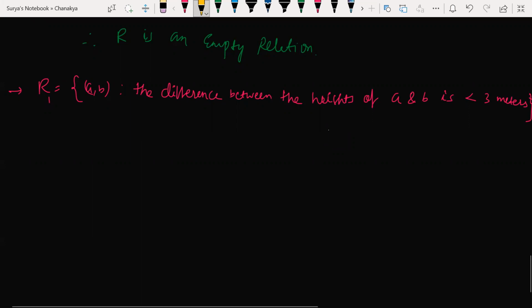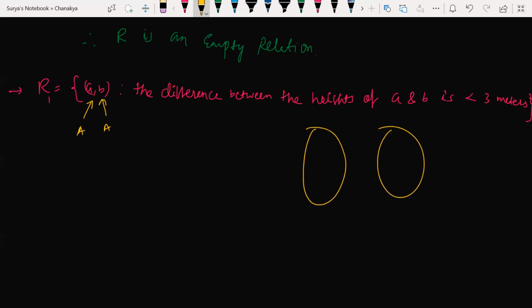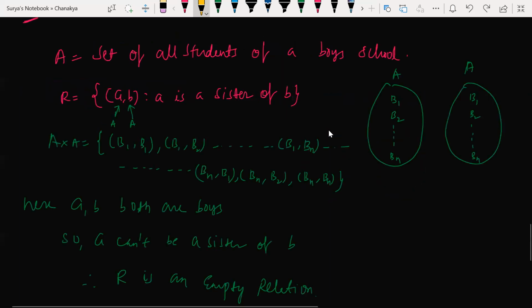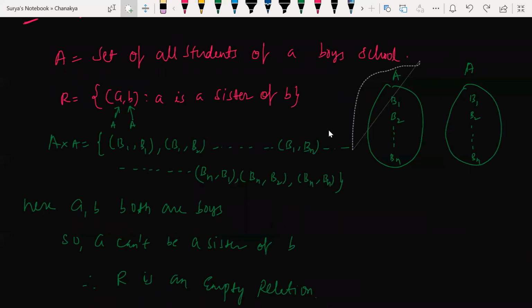See here, A comma B. What is A here? What is B here? Both belong to set A only. This is also set A. This also belongs to set A only. Now think. Now let me take this. Sir, trivial relation, sir, because the first relation is empty and the second one is universal. Yes, that's what I'm saying.